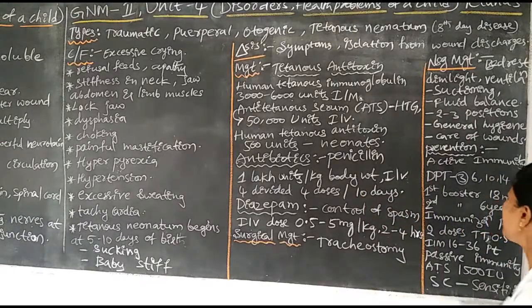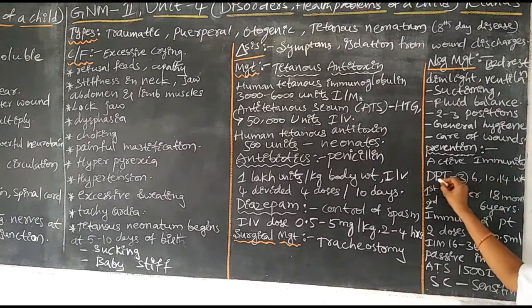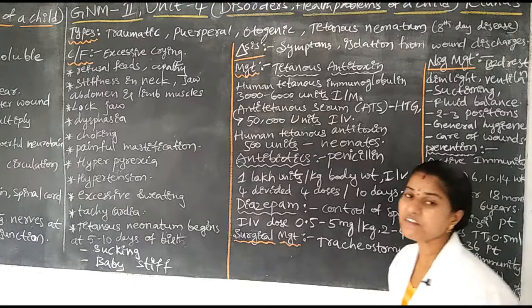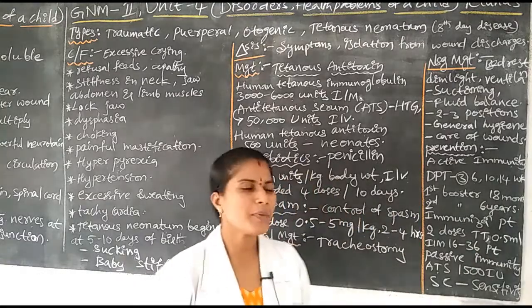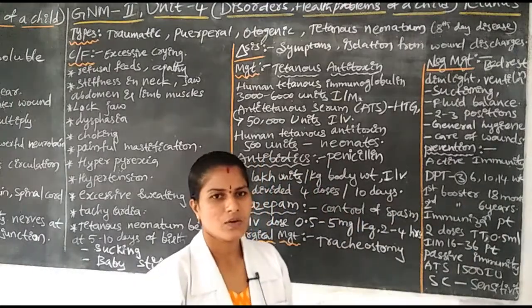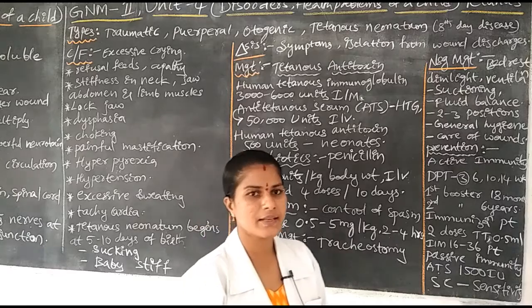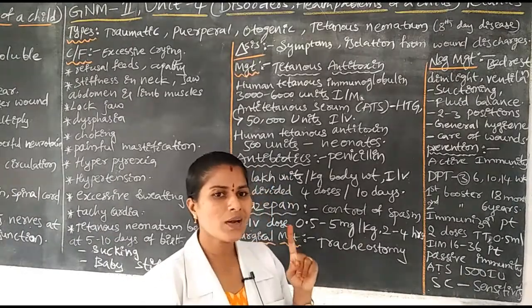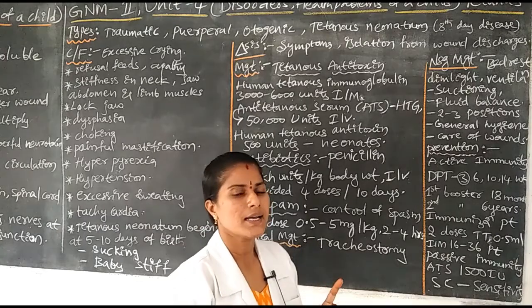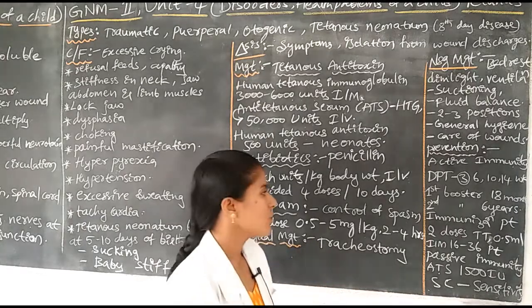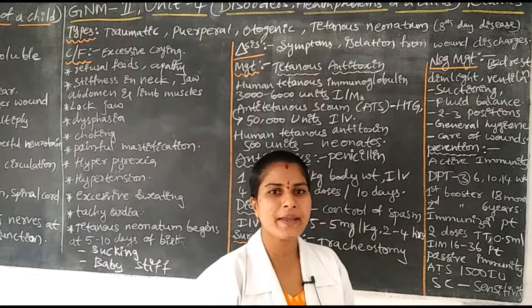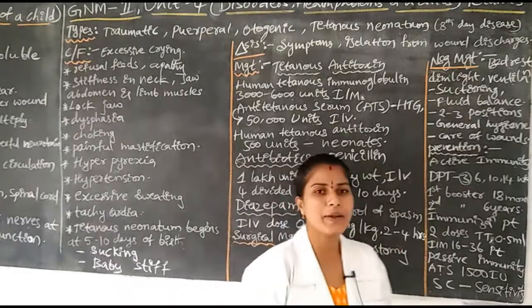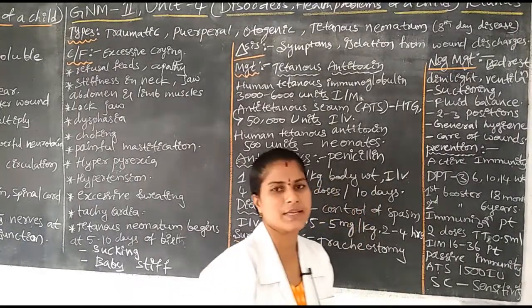What are the vaccines? For prevention of tetanus disease, we have to administer the DPT vaccine: diphtheria, pertussis, tetanus. Three diseases are there. Three communicable diseases will be prevented by only one vaccine, that is the DPT vaccine. When we have to administer, the vaccine should be divided into 3 doses.